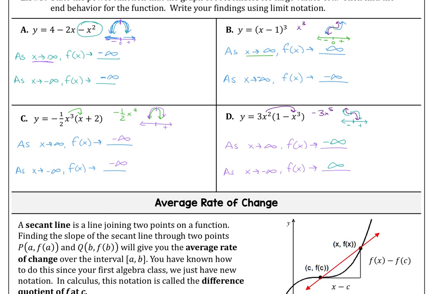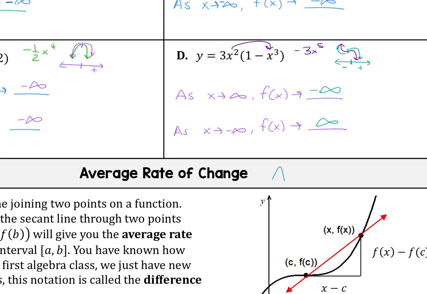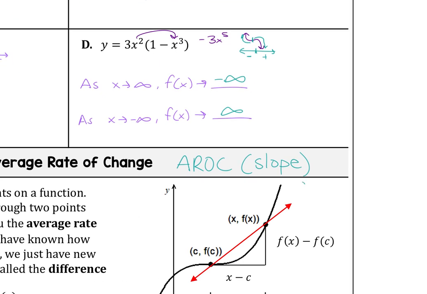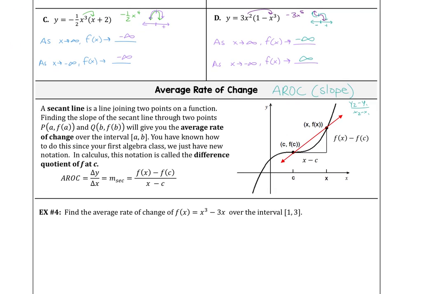Now we're talking about average rate of change, AROC for short. AROC is also basically slope. We know the slope formula. Slope is y2 minus y1 over x2 minus x1. This is slope. We just use fancier letters here. f of x minus f of c over x minus c.